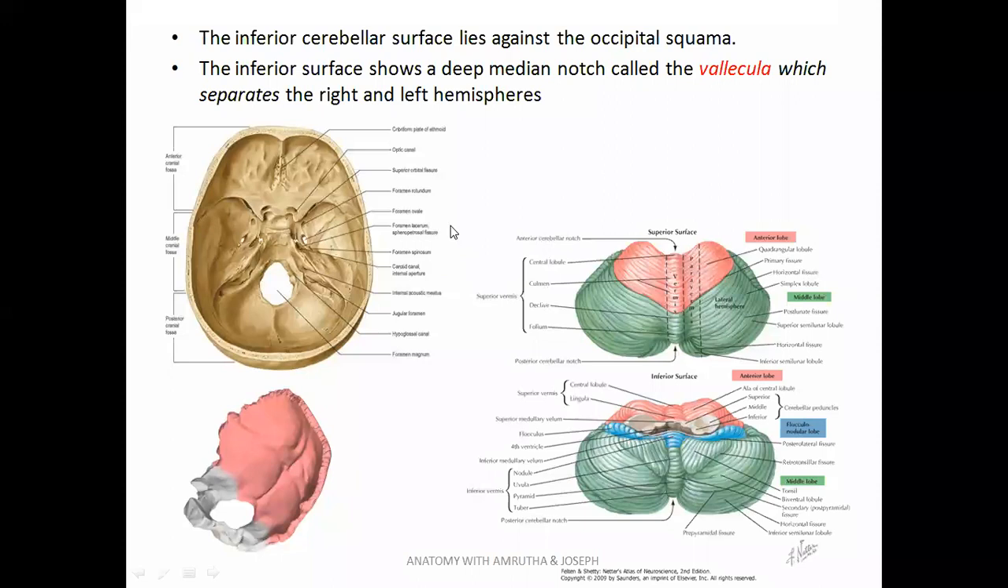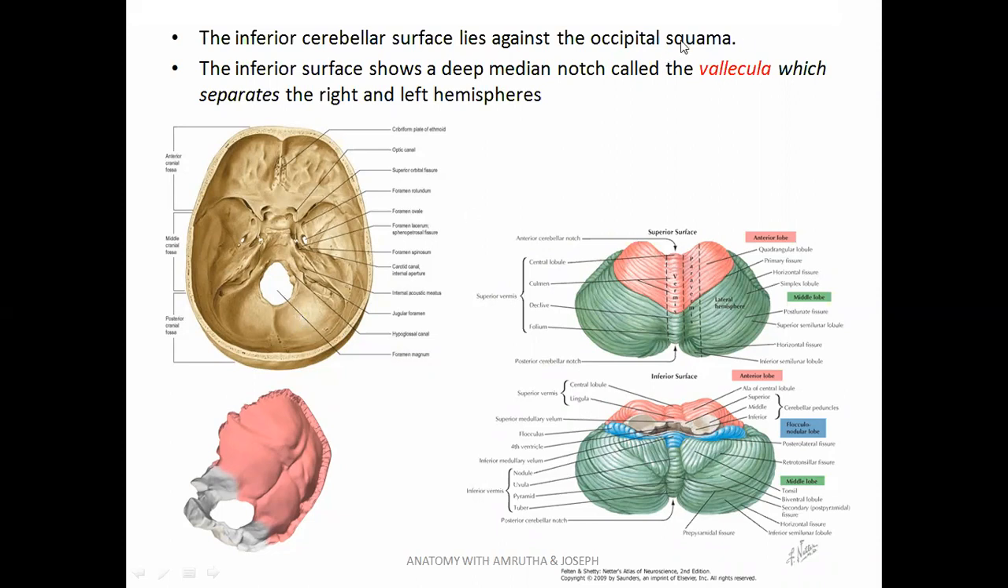Inferior cerebellar surface lies against occipital squama. Definitely, because this is the area where the cerebellum is going to be located. Right cerebellar hemisphere and left cerebellar hemisphere. So this is the inferior surface, as you can see, this area. This is the superior surface, this is the inferior surface. Now this area is occupying this part. This is called the occipital squama, the flat part of the occipital bone. That is the occipital squama.